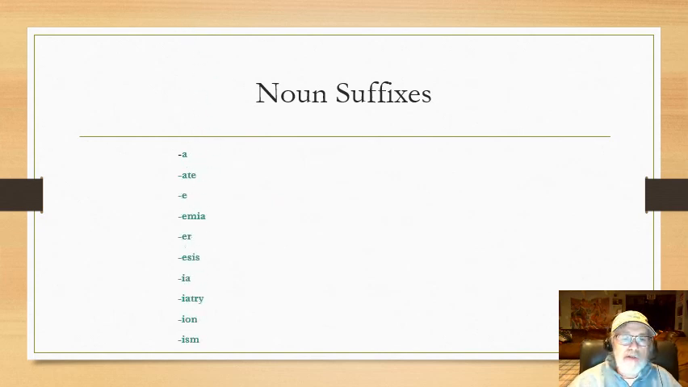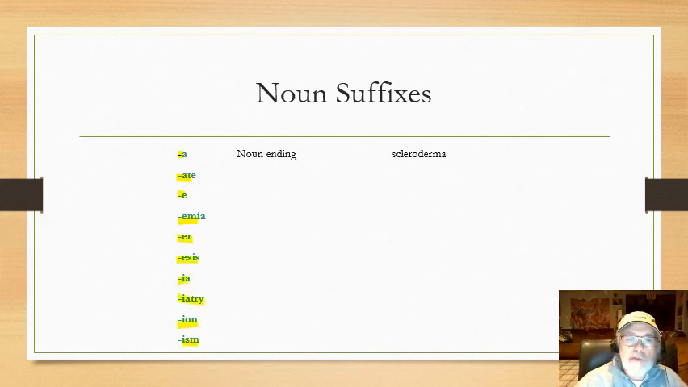Now let's talk about some noun suffixes, and these are pretty boring for the most part. Okay, a, ate, ema, esis, ia, iatry, ion, ism. Some examples, like a, scleroderma. Sclero means hard, derm means skin, and A makes it into a noun. Scleroderma is a condition, a connective tissue disorder, which is actually pretty bad, okay? What happens is the tissues become hard. Eventually the esophagus and other tissues become hard, not just the skin, and people will frequently succumb to that over a period of time.